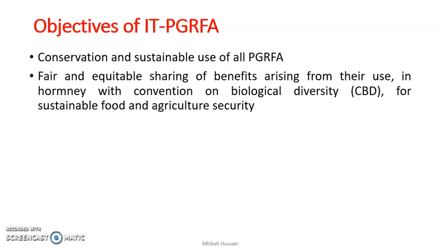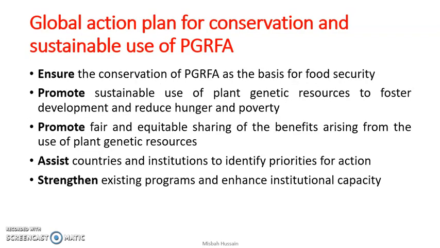So if you want to see the details of this Convention on Biological Diversity, its objectives, its mechanism of action, you can consult my previous video. So what was the action plan for the conservation and sustainable use of plant genetic resources that was provided by the IT-PGRFA? It was to ensure the conservation of plant genetic resources for food and agriculture for food security. And secondly, this treaty should promote the sustainable use of plant genetic resources to foster development and reduce hunger and poverty.